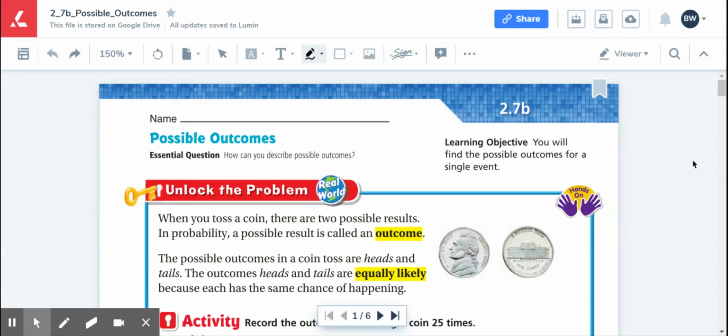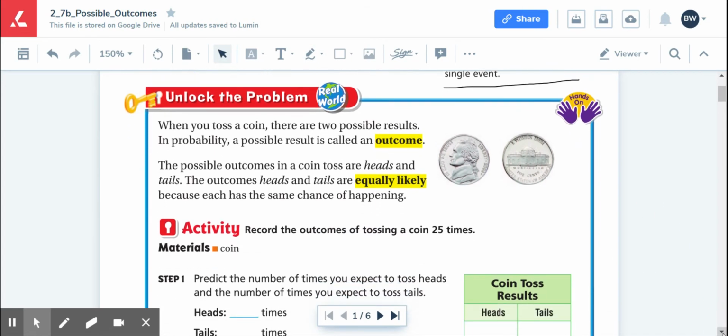Hello again, third grade. Today is lesson 3 of probability, and we are going to be talking about possible outcomes. It's a little bit different from what we discussed our first 2 days. If we look at our learning objective right here, you will find the possible outcomes for a single event. So let's go ahead and start unlocking our problem today.